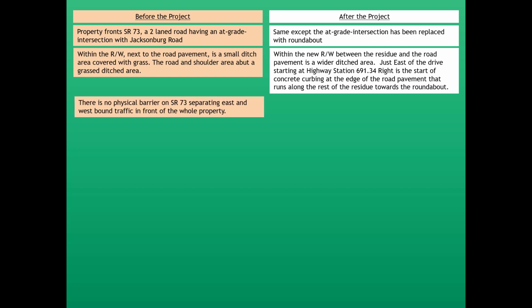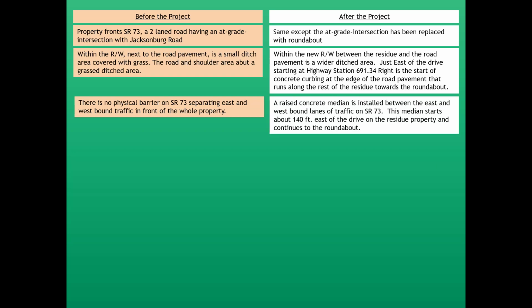Before the project, there's no physical barrier on State Route 73 separating east and westbound traffic in front of the whole property. After the project, we will have a raised concrete median that's going to be installed between the east and westbound lanes of traffic on State Route 73, and this median starts about 140 feet east of the driveway on the residue property and continues to the roundabout.